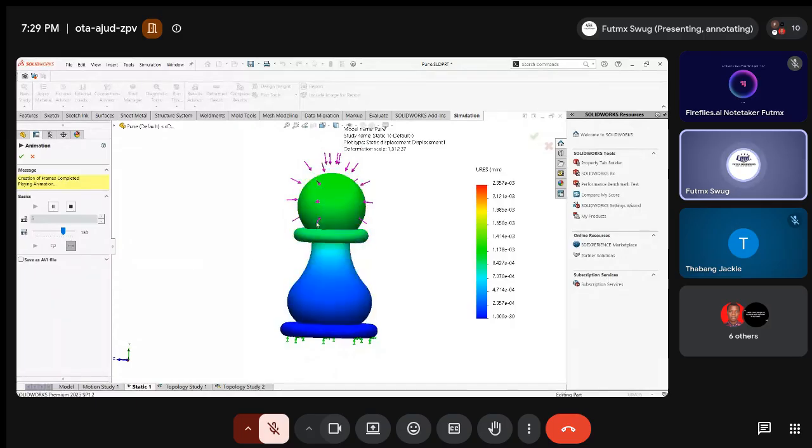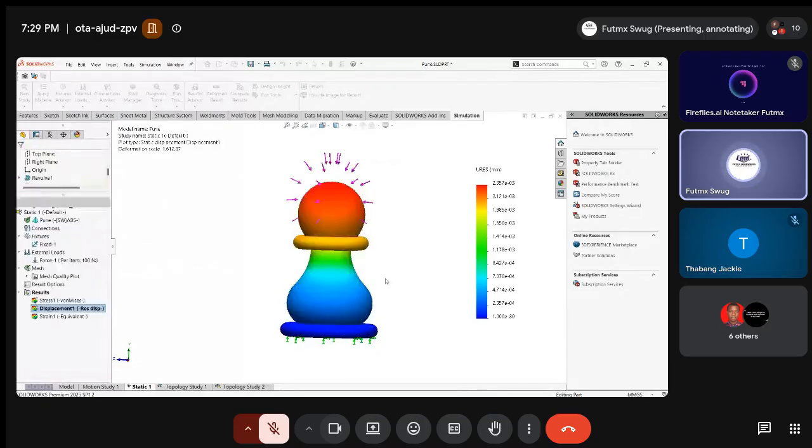I told you this is exaggerated. This is not actually how it's going to show in real life. But the software is trying to make you see it visually that, okay, this is how it's going to displace. So that's that for displacement analysis, just to show you how it works.